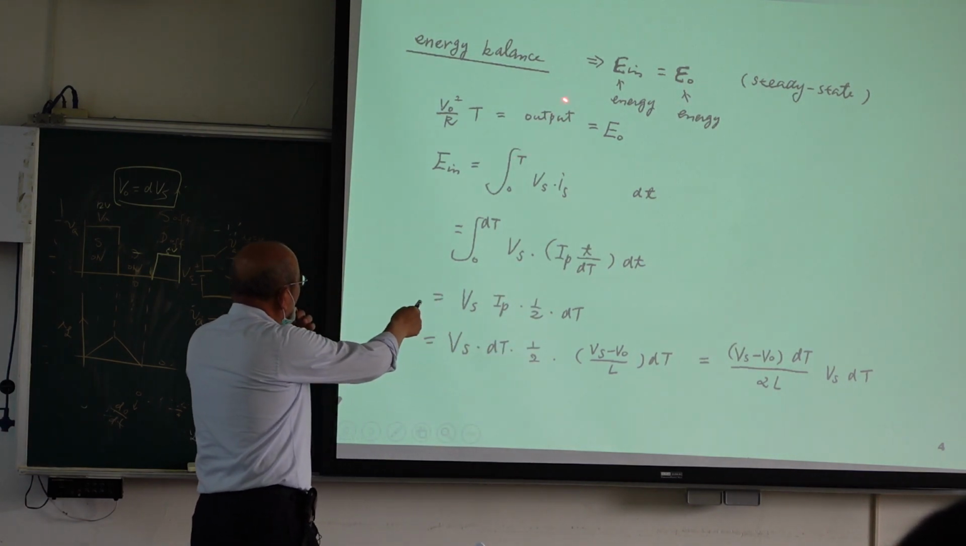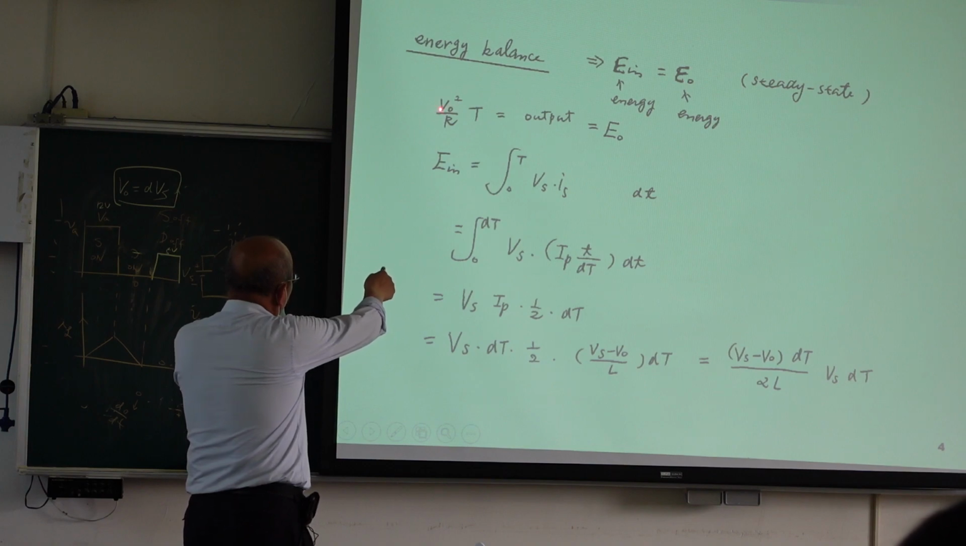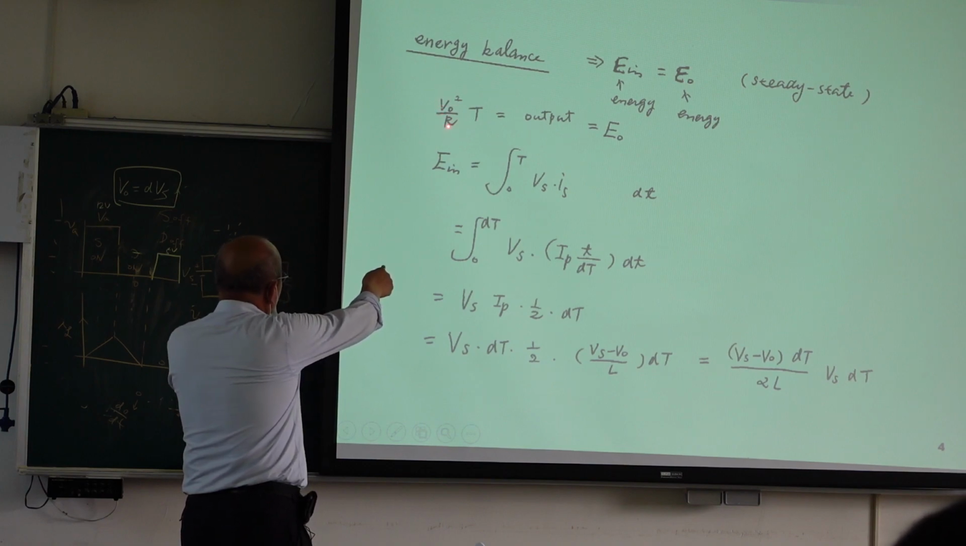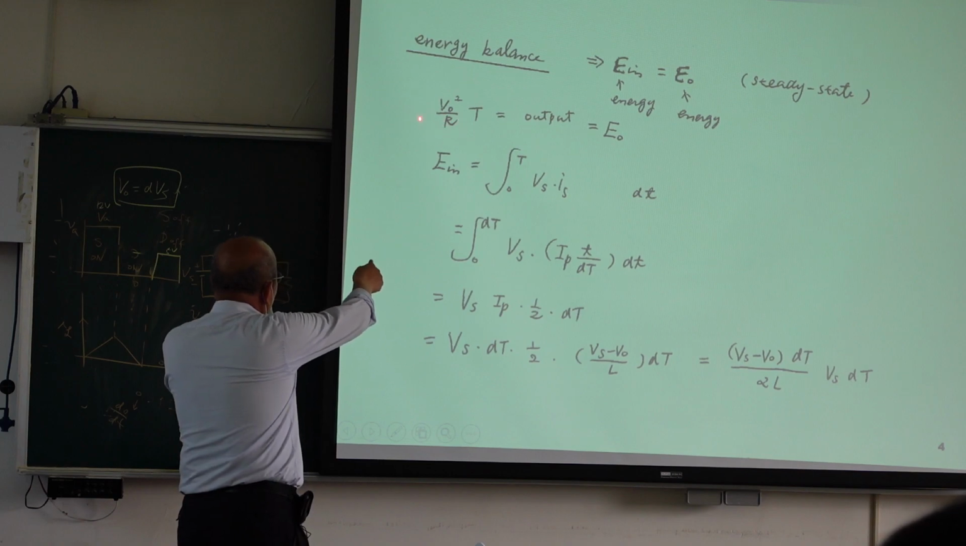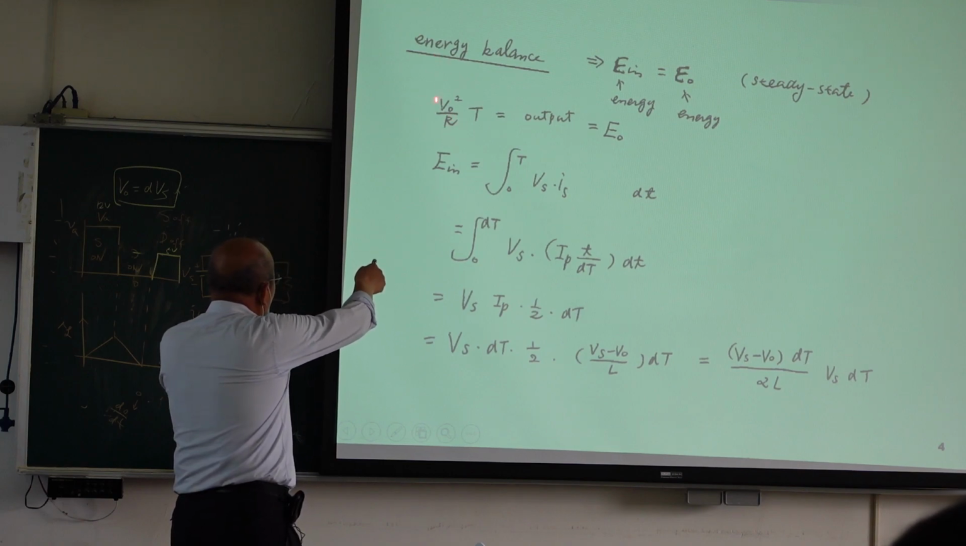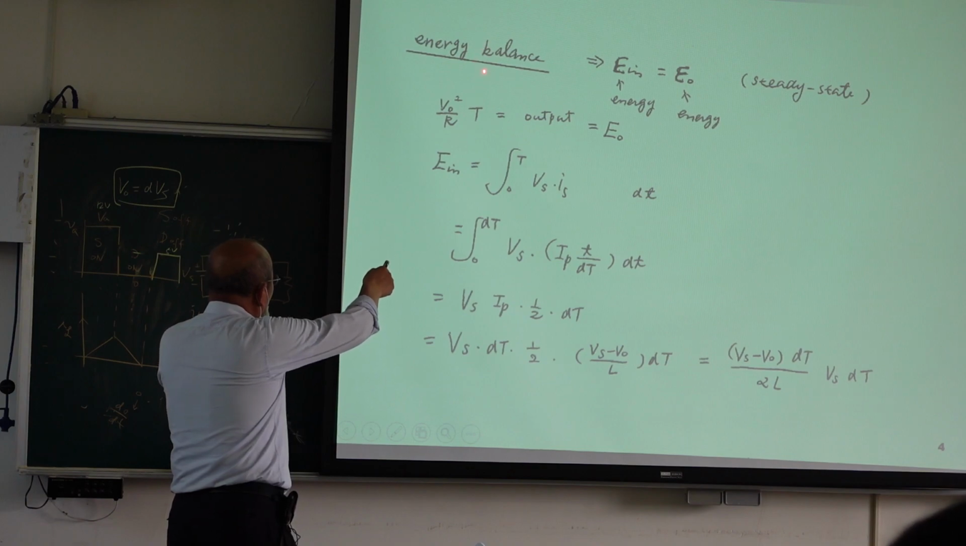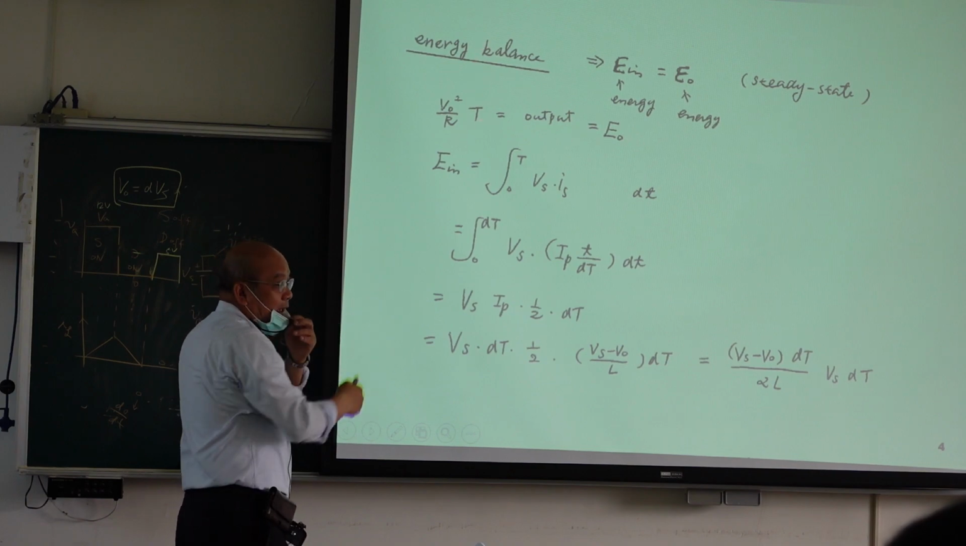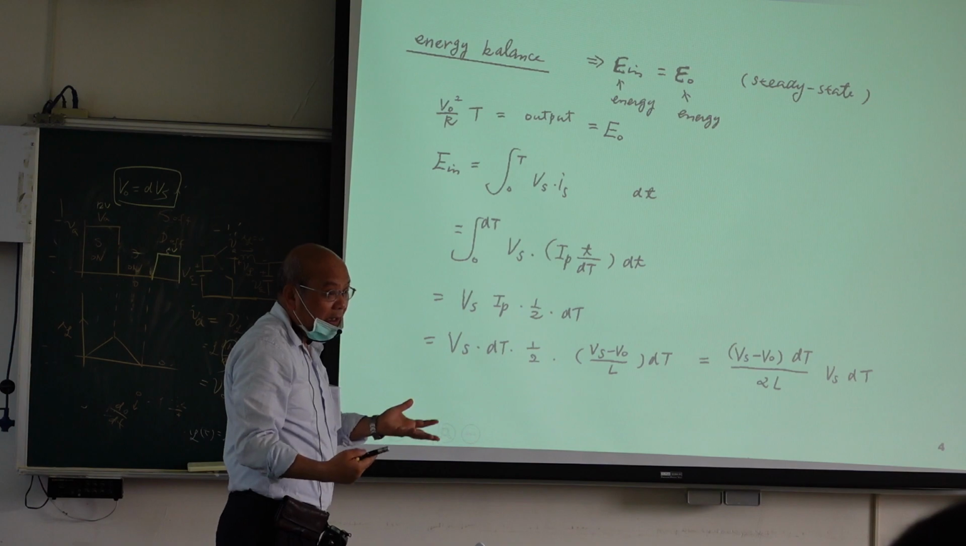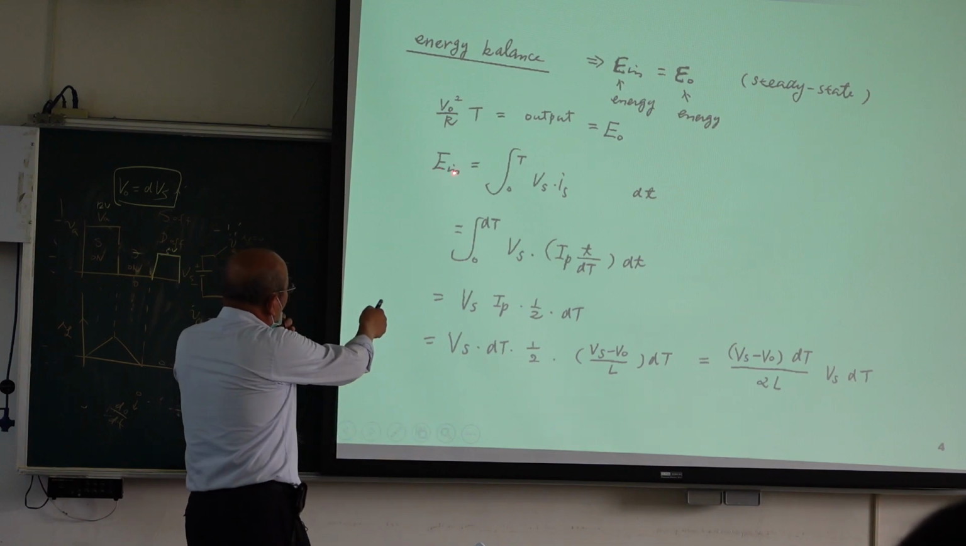So what is output energy? For output energy, we have resistance. So this is output power, Vo squared divided by R. Output power multiplied by time is output energy. It is clear, right? How about input energy?